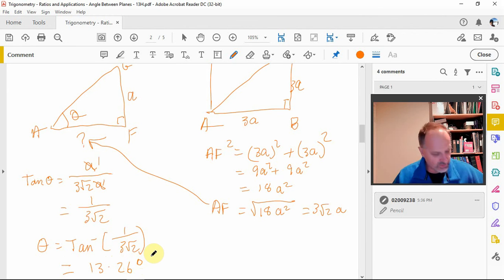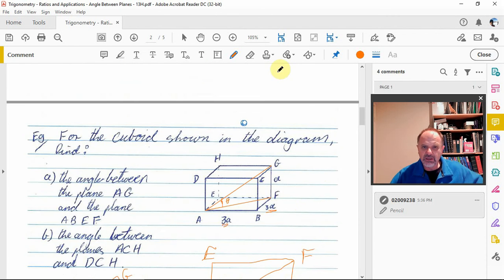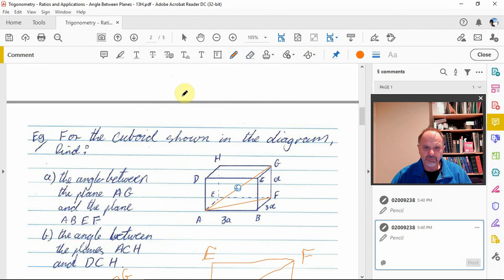All right, the next one, part B, is a bit trickier. So what I'm going to do is get rid of these constructions that I've done, because I'm going to do some more constructions. How can I get rid of that? No, not like that.